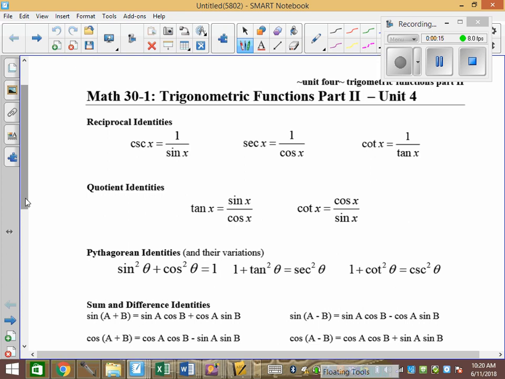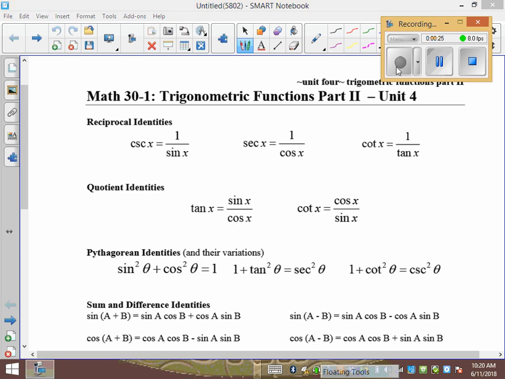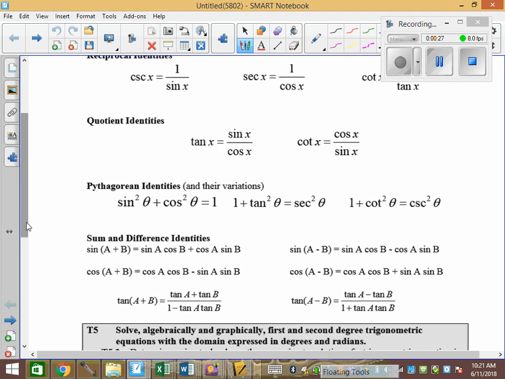You have cosecant equals 1 over sine x, and secant equals 1 over cos x, and cotan equals 1 over tan x. Do not flip your angles. And then tan x equals sine x over cos x, and cotan equals cos x over sine x.